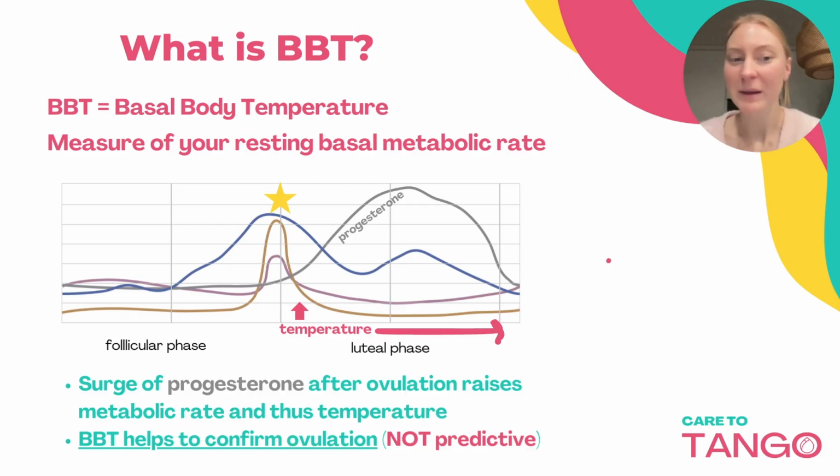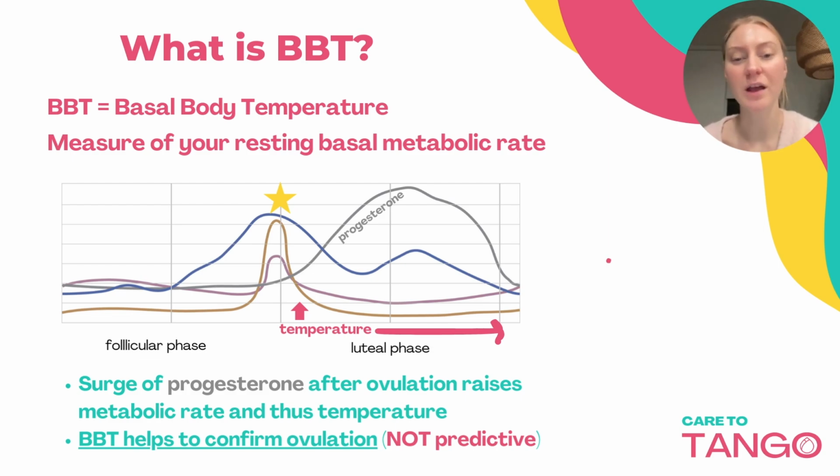So what is BBT? BBT stands for basal body temperature, and this is a measure of your resting basic metabolic rate. There's going to be a surge of progesterone after ovulation, and this raises your metabolic rate and thus your temperature. So BBT helps us to confirm ovulation.